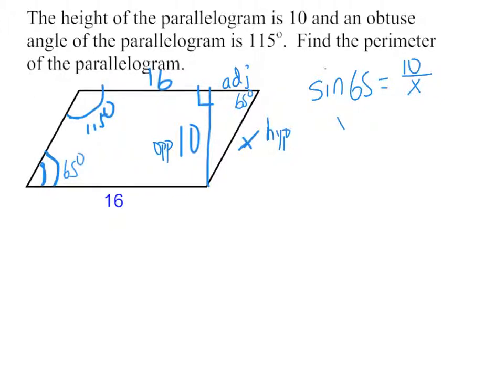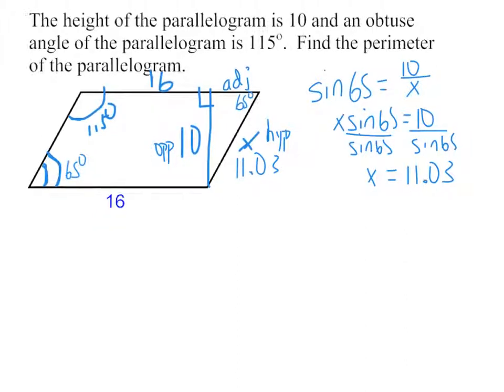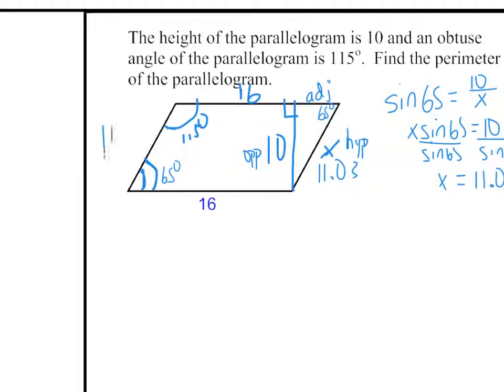So to solve for x, I'd have to multiply by x on each side. So sine of 65 times x equals 10, and then divide by sine of 65 on both sides. So x would be 11.03 if we're rounding. So x is 11.03.